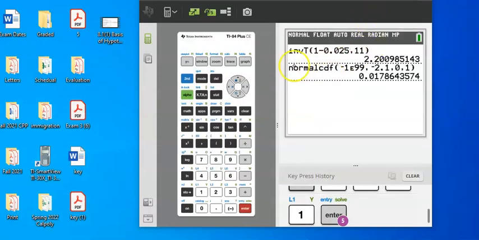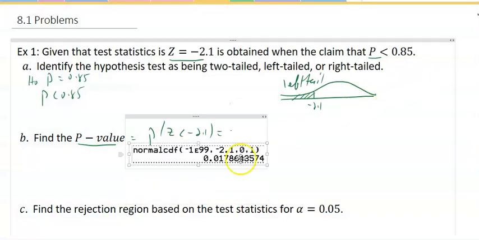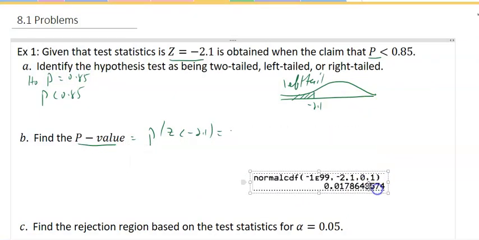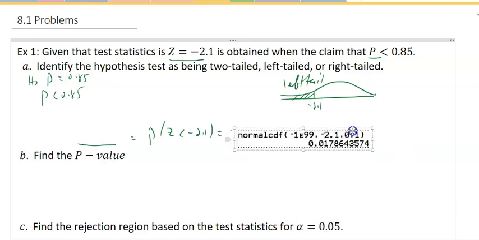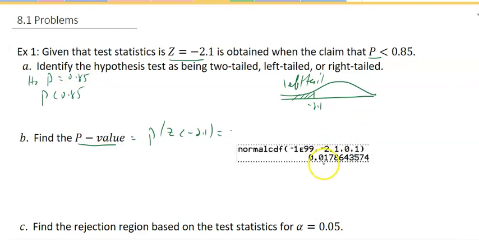So the probability of that happening is 1.79% chance.